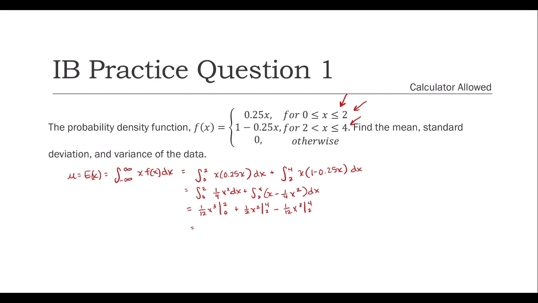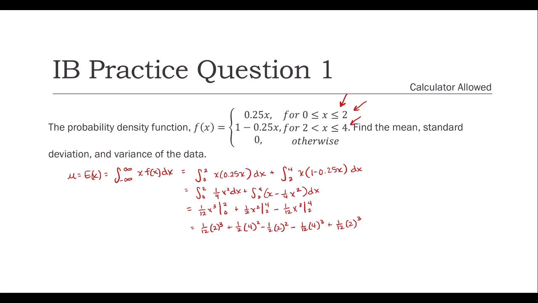So that's going to equal 1/12 times 2 cubed minus 0, plus 1/2 times 4 squared minus 1/2 times 2 squared, minus 1/12 times 4 cubed, plus 1/12 times 2 cubed.